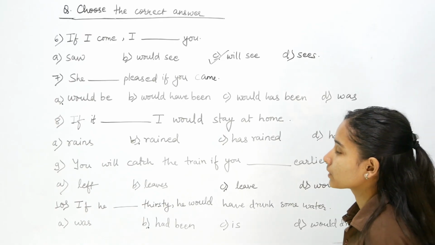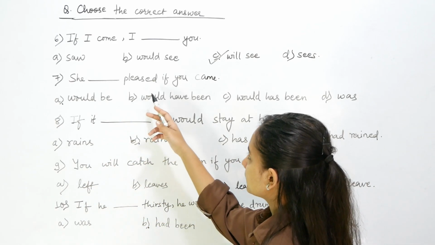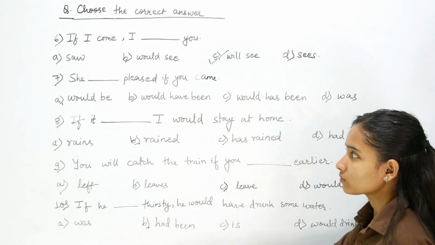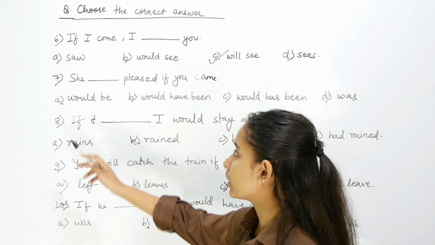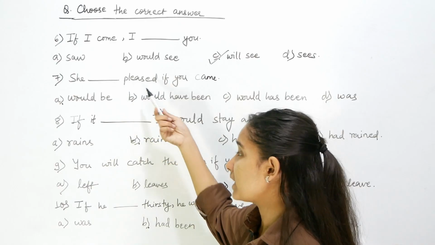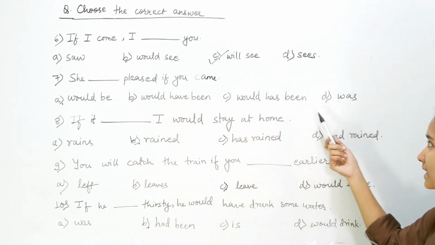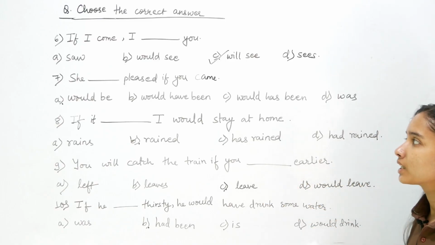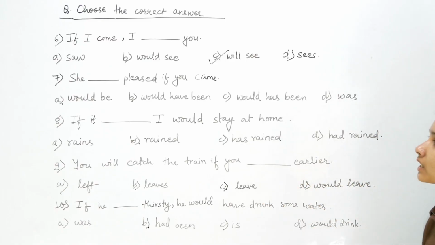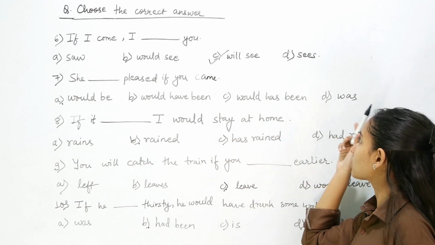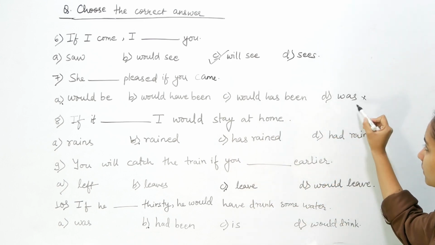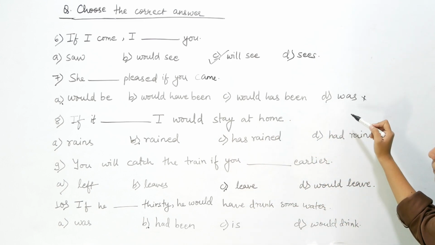Now the seventh question. She dash pleased if you came. यहाँ चाहिँ के छ भने ऊ प्लिज हुन्थ्यो if तिमी आएको भए. Would have been, would has been, was, would be. She was pleased if you came. अब यहाँ came छ, so obviously we cannot use was. Let's eliminate.